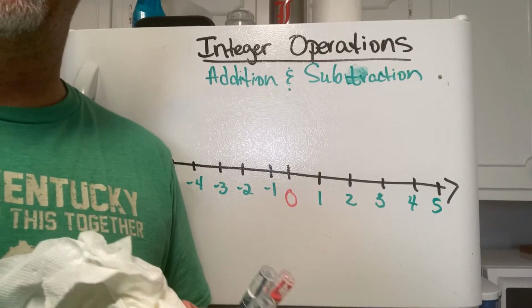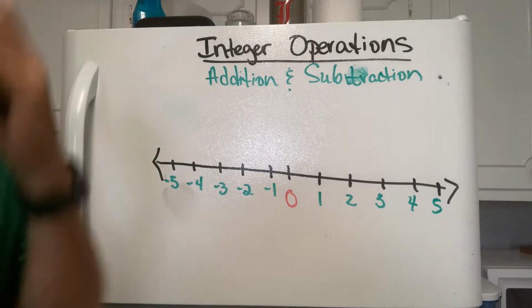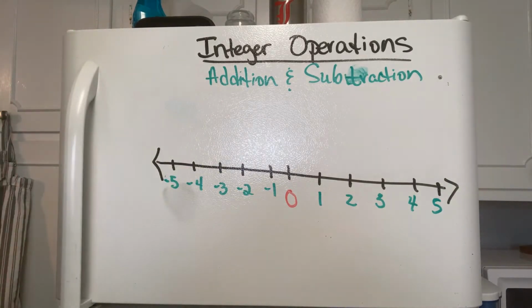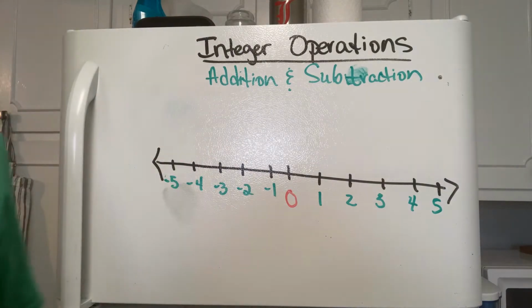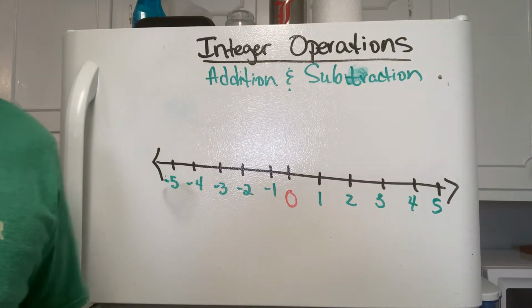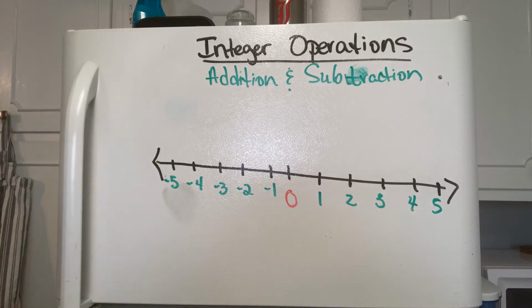Okay guys, this is the last refrigerator math video. Again, this last video is integer operations. We talked about the definition of integers. It's the whole numbers and their opposites. It's the positive and negative numbers as you call them, but we call those numbers the integers.